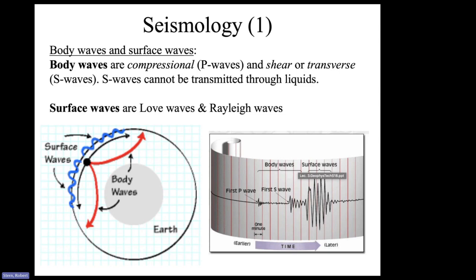But in a typical seismograph, you'll see something like this. Here we have an earthquake, and the body waves will take these kinds of paths, and the surface waves will take these kinds of paths. We'll see the first arrival is a P wave, and then the next arrival is an S wave, and then we'll see the surface waves. Those are the ones in an earthquake that cause the most damage.